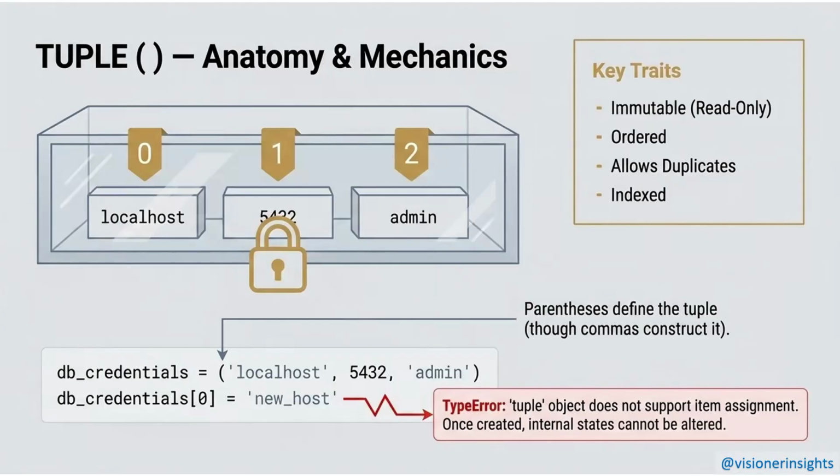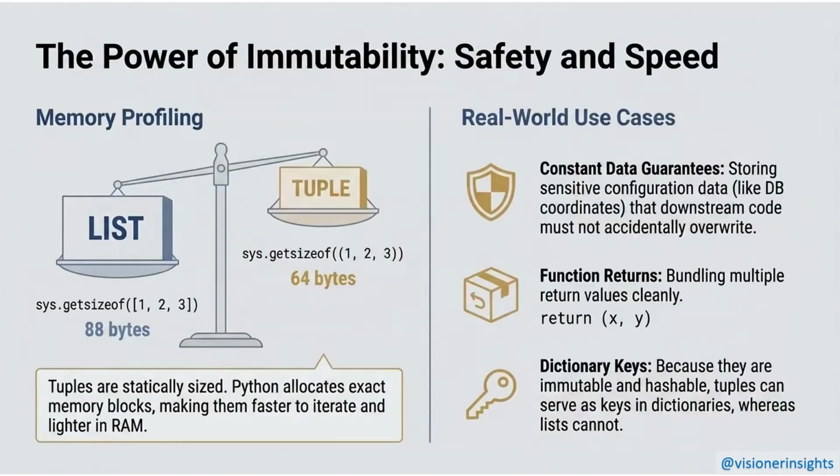Well, it comes down to 2 huge benefits, safety and speed. Check out the memory comparison. A tuple is just lighter. It takes up less space because Python knows its size is never, ever going to change. This makes it perfect for storing things that shouldn't change, like database credentials or a set of coordinates.